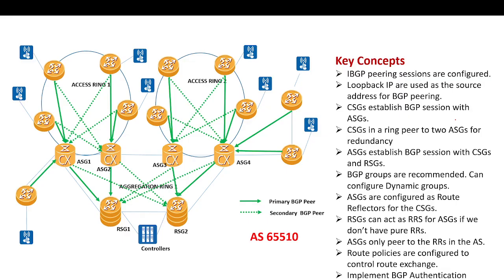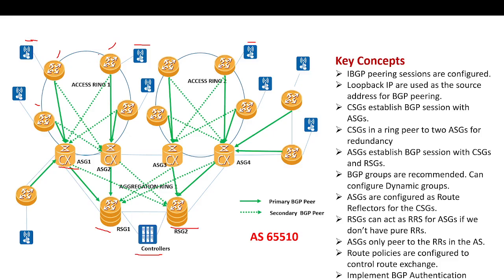Now, when we look at the intra-AS, we know that we have different nodes. This one we have discussed in our previous sessions. You have the ASGs, you have the RSGs, and then you have the access rings. Access rings, these are the CSGs, and the CSGs are connected to the radio equipments, the BTS, the eNode Bs, and the RSGs are connected to the controllers. So how do we go ahead to design BGP for such a setup?